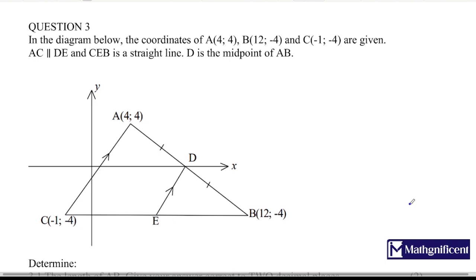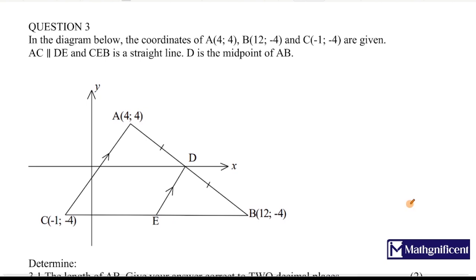Today we are going to be looking at this analytical geometry question. So we have question 3 here that reads as follows. It says that in the diagram below, the coordinates of A, B, and C are given. And AC is parallel to DE and CEB is a straight line. And then another thing that we are given is that D is the midpoint of AB.